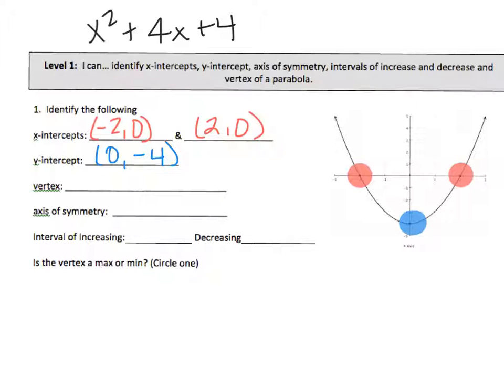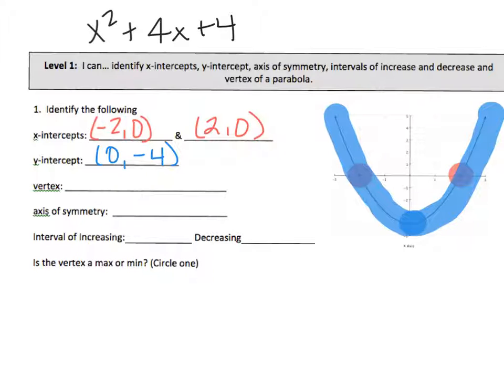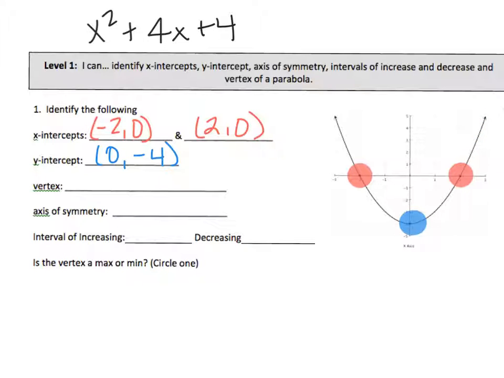The vertex, though, that is definitely new. So the vertex is a point in which the graph will change direction. So what I mean by that is if we highlight this graph here, it's coming down and then it starts to go back up. Well, when it starts to go back up, that's where the vertex is. And in this graph, the vertex just happens to be the y-intercept as well. So the vertex is also at 0, -4. Okay, it's like the lowest point.